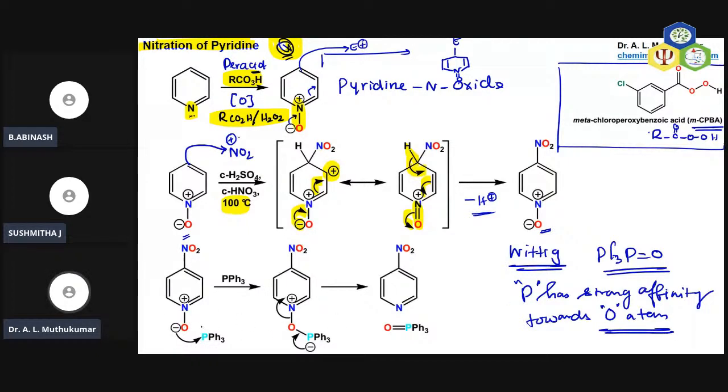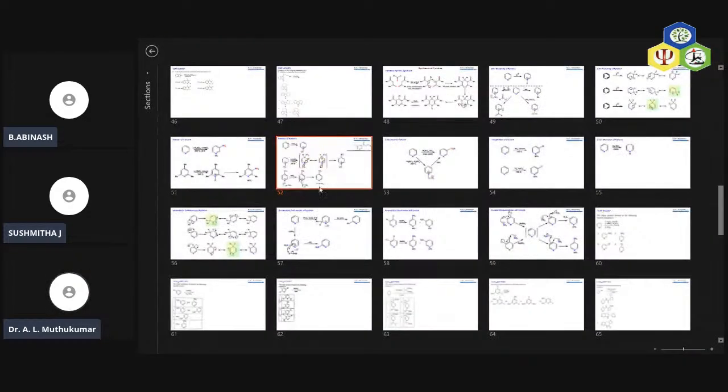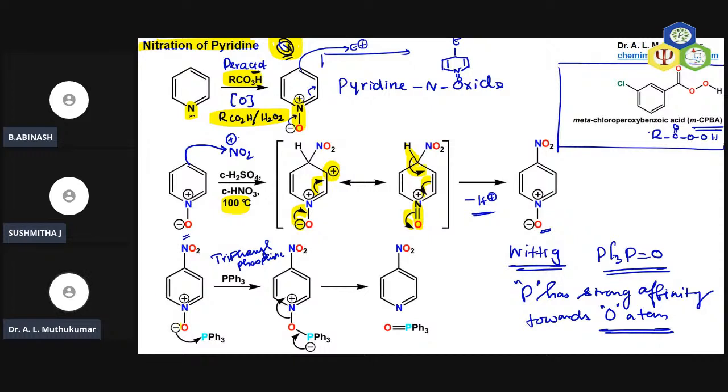Now you need to remove this oxygen, which means you have to use a phosphorus-based reagent, that is, you have to use triphenyl phosphate. It is not always necessary to use triphenyl phosphate. Any phosphorus-based reagent you can try in this case. What is happening? This oxygen will be attacking the phosphorus atom, because phosphorus has a vacant d orbital. So the oxygen minus charge will be attacking the phosphorus atom. As a result, the oxygen-phosphorus bond is formed. Since phosphorus has accepted a pair of electrons, a negative charge is generated.